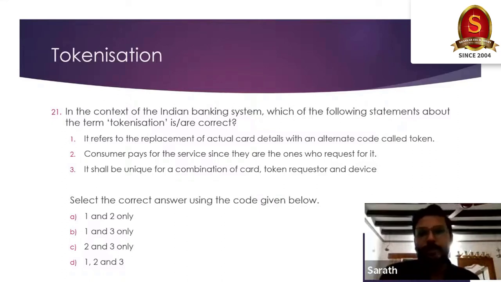It refers to the replacement of actual card details with an alternate code called a token. So the process is called tokenization. It shall be unique for a combination of card, token requester. Here, the token requester is not us. It is, say, Amazon or an entity like that. And the device in which we are transacting. Okay. The statement that the customer pays for the service is wrong. The customer doesn't have to pay it. If there is a payment associated, the token requester will do it. It is provided as a benefit to the customer itself. So B, 1 and 3 is the correct answer.